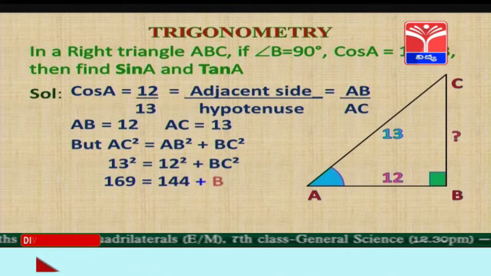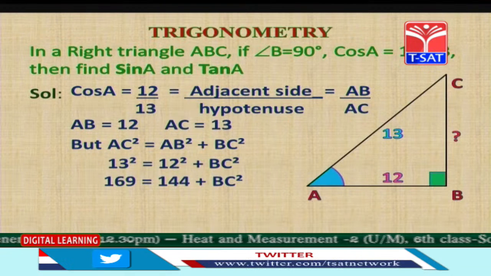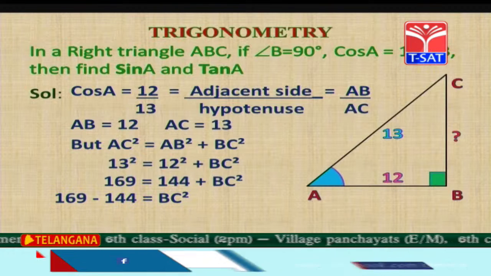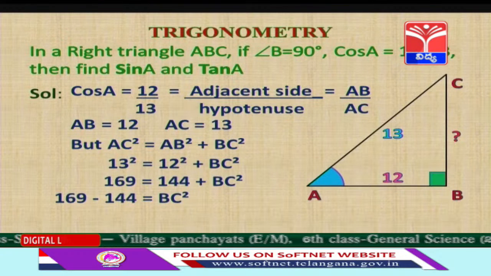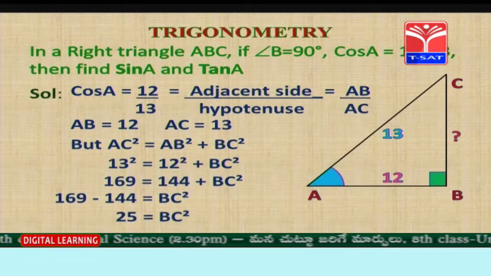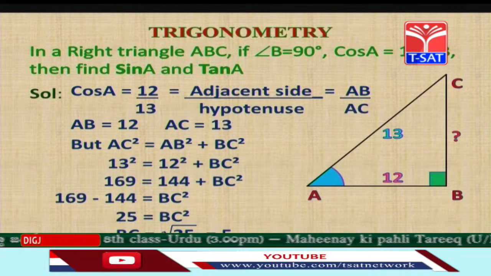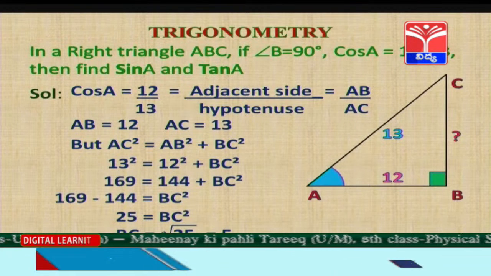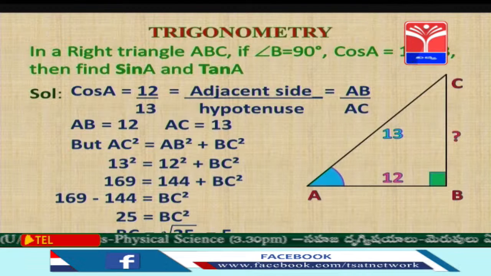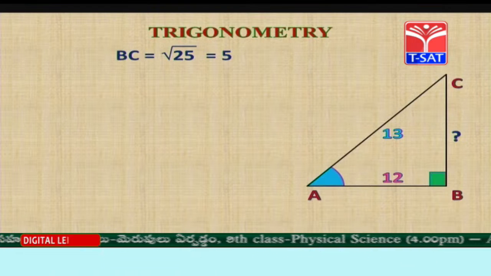Now, 13 square is how much here? 169 is equal to 144 plus BC square. I need to find out BC square. So, I am bringing 144 from the right side to the left side. So, 169 minus 144 is equal to BC square, 25 is equal to BC square. That means, BC is equal to root of 25, that is how much? 5. So, we got the value for BC. BC is how much here? 5.